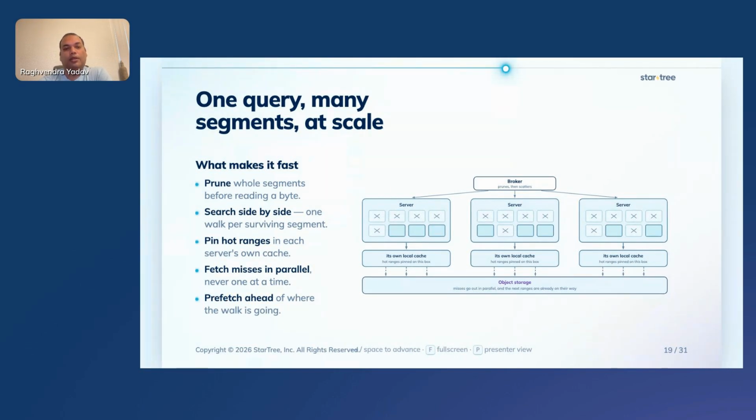We start with pruning and hand the segments over to the servers which own them, so that parallelism can be achieved. Then we also have caching, where we cache the hot data ranges. If there are misses, those misses are fired in parallel. And then we also have prefetch. While the query is working on a set of records, the next set of records will be prefetched, and we create a pipeline. All these techniques let us run any query against the data lake, and if the indexes are enabled, within sub-second latency.